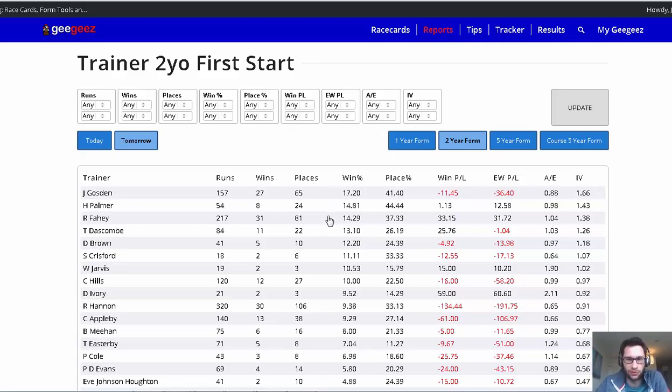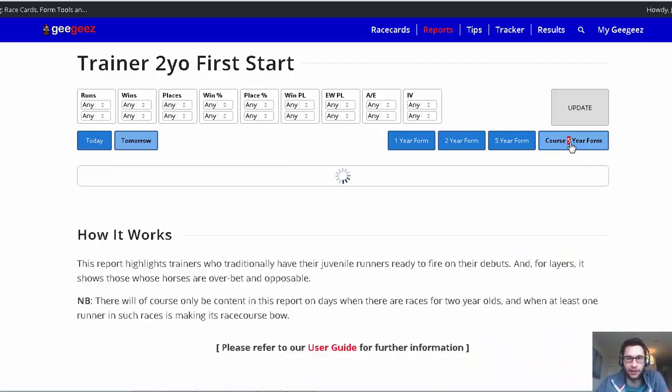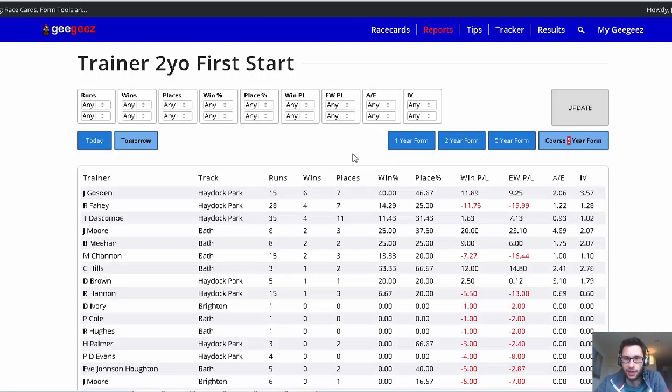Richard Fahey, he has a lot of runners, he's profitable, but that might well be down to 1 or 2 big price winners. So you've got 2-year form, and the great tab as well, and the one I use most with all of these stats reports where applicable is the course form. So you get course form for the last 5 years.